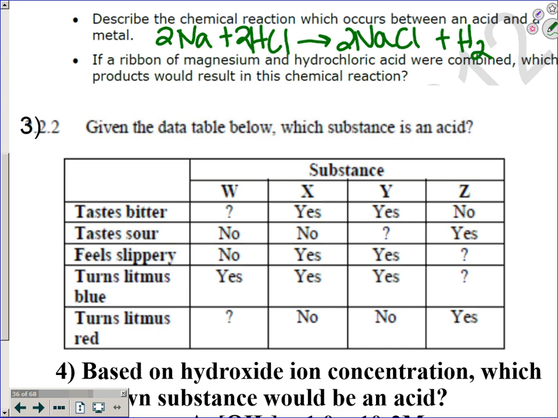If you did this in the lab, what would it look like? What are we producing, guys? Salt. But you can't really tell it's salt. It's really just a white powder. But you could tell it was making what, Evan? Hydrogen gas. And how would you test for hydrogen gas?